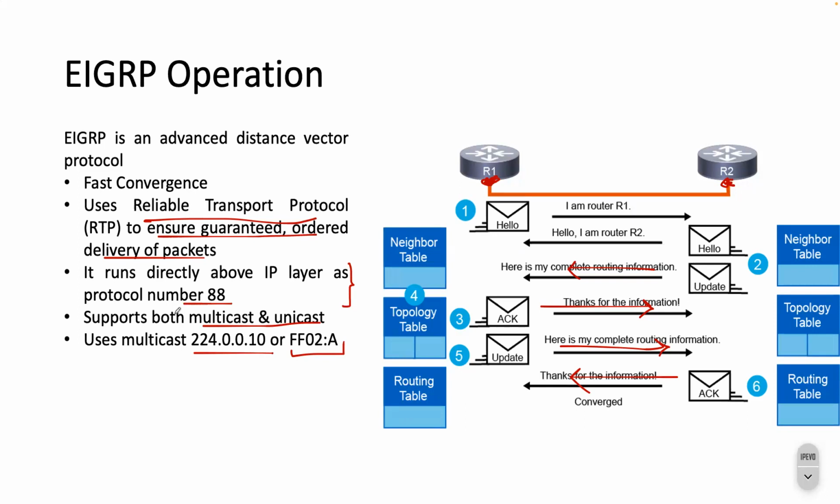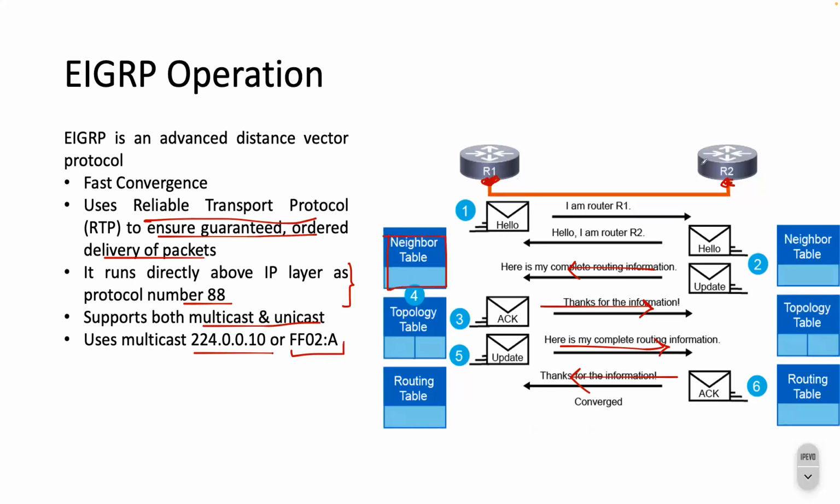Any questions till now? Neighbor table is the direct connected interface information. Exactly. Yes, and topology, exactly. All the interfaces connected to a particular router. Okay, not about interfaces.